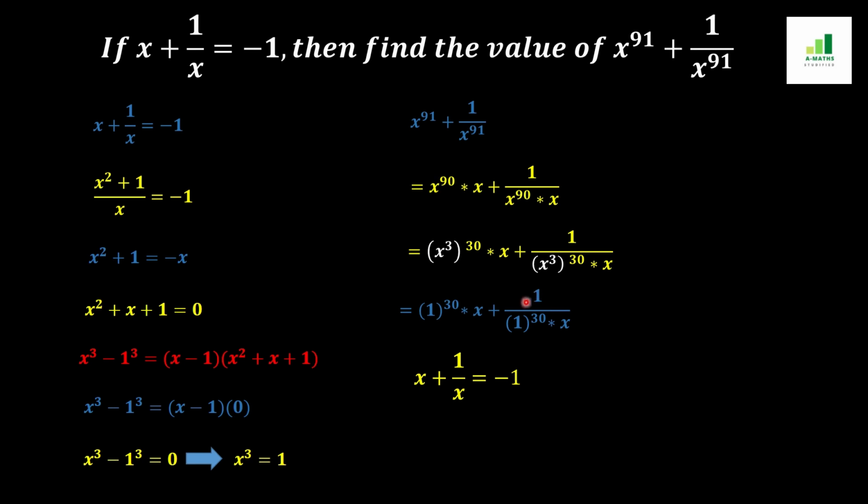After simplification of this fraction we get 1 over x, and x plus 1 over x from the question is equal to minus 1. So after simplification, we get the value of x to power 91 plus 1 over x to power 91 equal to minus 1, and we have solved the question for this condition.